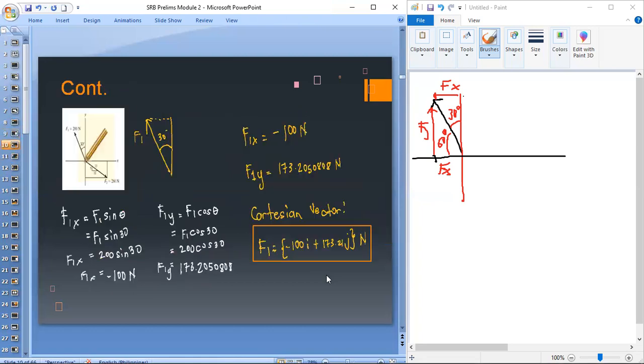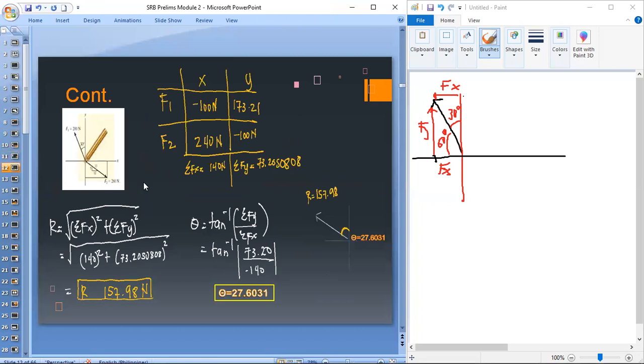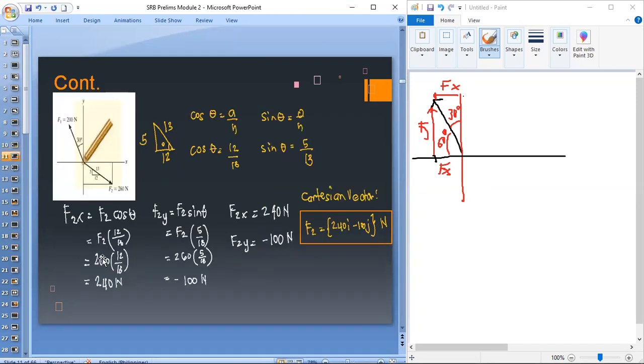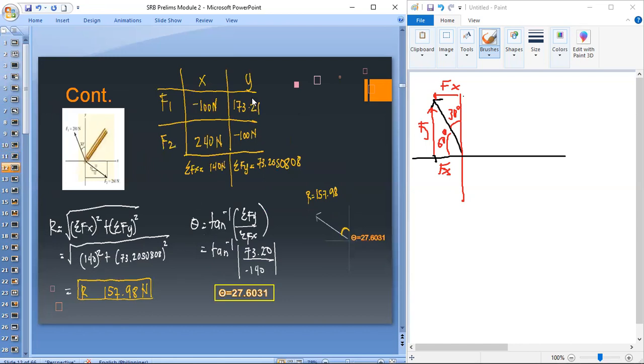So in the question, when asked to find the resultant force, just solve it the same way. It says, find the resultant force. So it's just the summation of forces in x and y. Okay? We said F1 is negative 100 newtons here, then your other one is 240. So the summation of forces is 140. Then your y is 73, and you get 73.205808 newtons of force. And then for the direction, use TOA, simply using it, and then you'll get your theta.